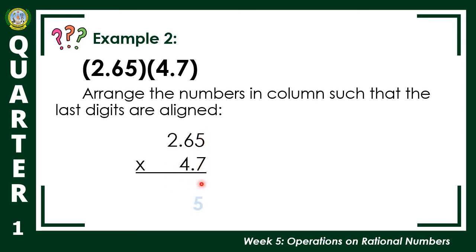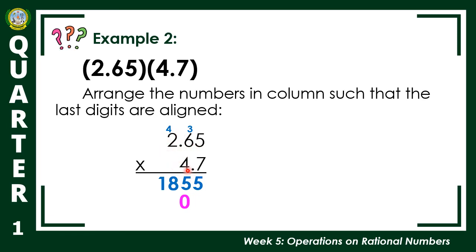7 times 5 is 35. So, 5 carry 3. Then, 7 times 6 is 42. Plus 3 will be 45. So, 5 lang po. And then, carry 4. 7 times 2 is 14. Plus 4 is 18. So, yan po yung nakuha nating product ng 7 times 265. So, next naman ay 4 times 265.